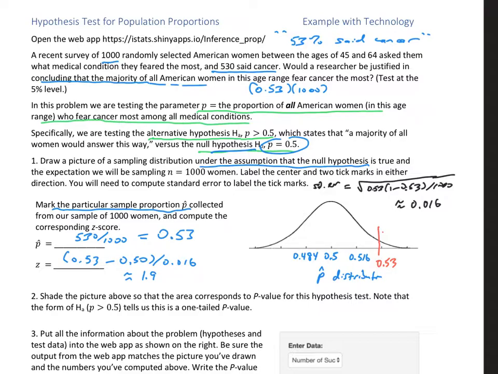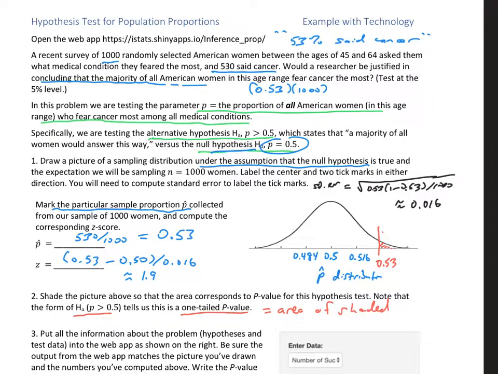Because our alternative hypothesis has a greater than symbol in it, in my picture I'm going to shade the area to the right of the line only, because it's a one-tailed test with a greater than sign. And the area that I've shaded is exactly what I mean by p-value.